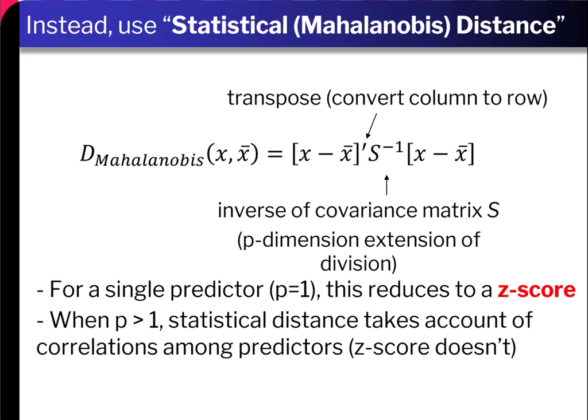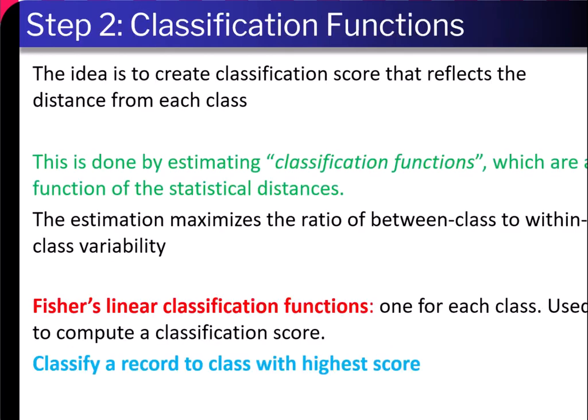So the statistical distance takes into account not only the predictor means, but also the spread of the predictor values and the correlation between the different predictors. The idea is to create classification scores that reflect the distance from each class, and this is done by estimating the classification function, which is a function of statistical distances that I showed a moment ago. Let's run the Python code to see how this is performed.